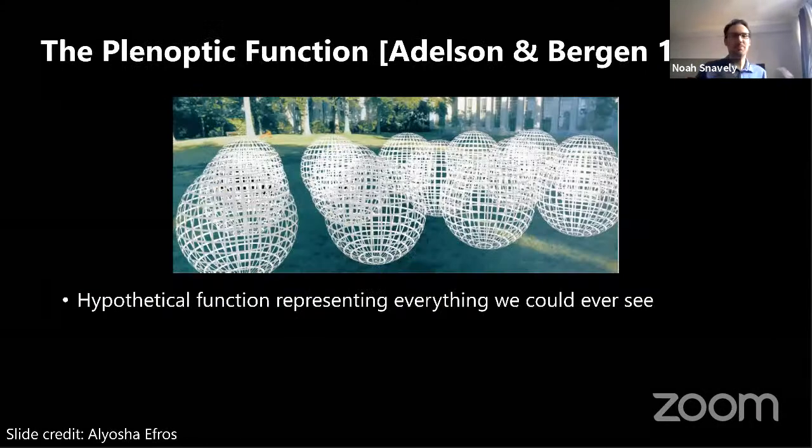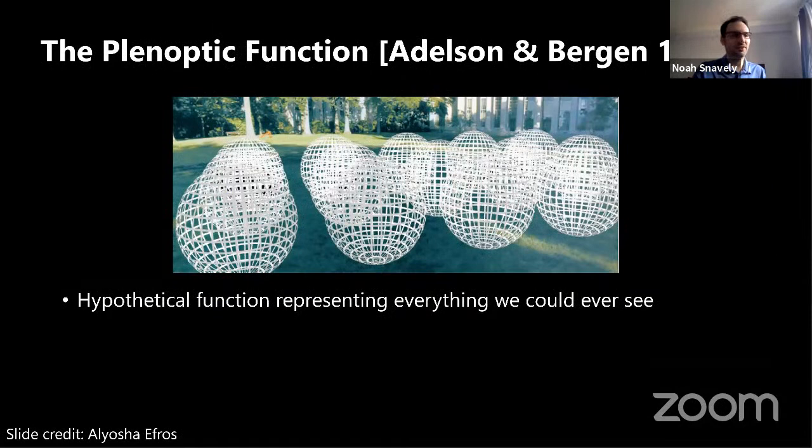But this gets to a larger idea, this sort of idea of capturing everything, hints at this concept of the Plenoptic function, which was introduced in this pioneering paper by Adelson and Bergen in 1991. The Plenoptic function is a hypothetical function that represents everything you could possibly ever see. Every possible ray traveling through space at any time is represented in this Plenoptic function.